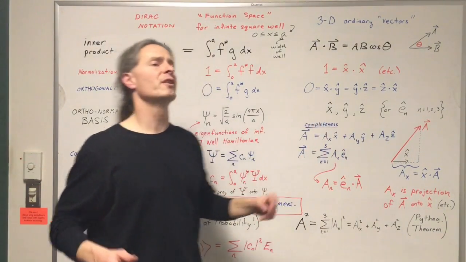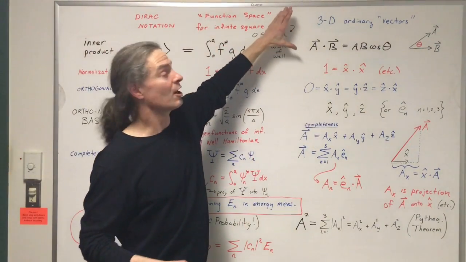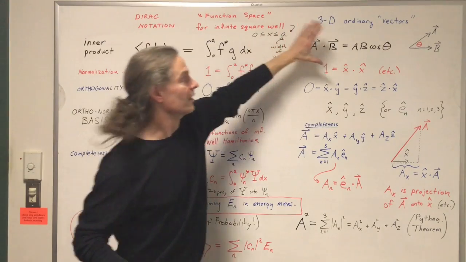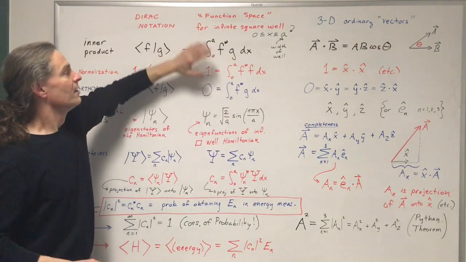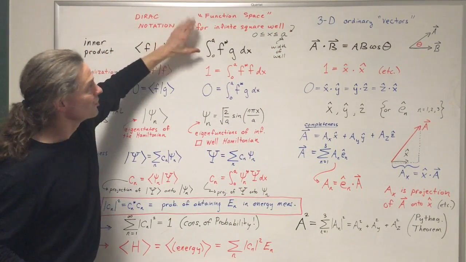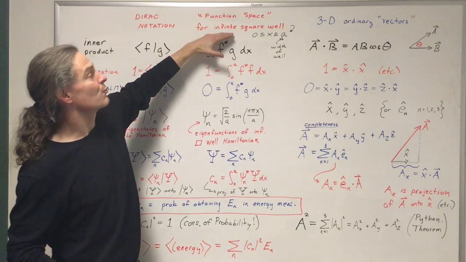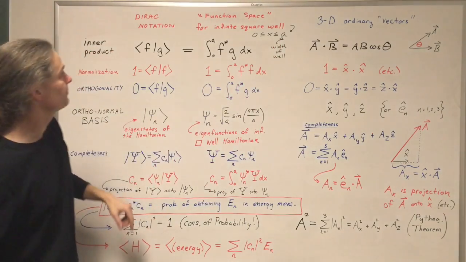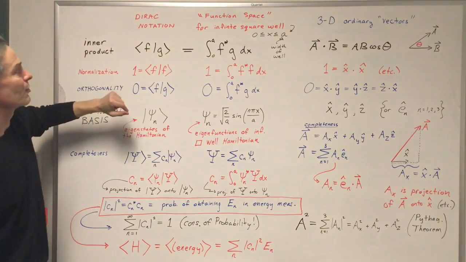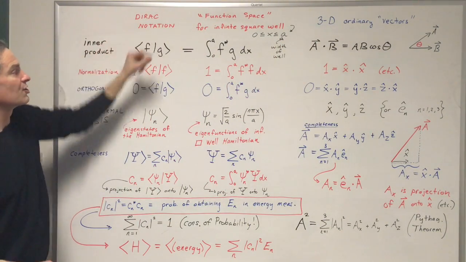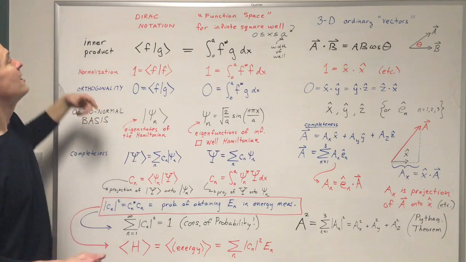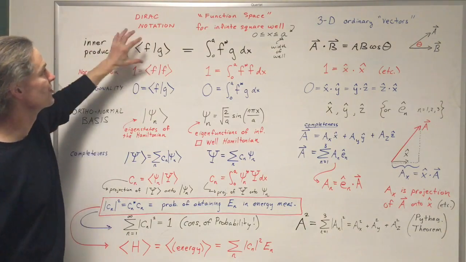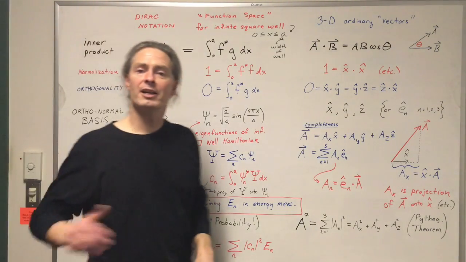Hi everybody. In this video I want to draw some analogies between operations between vectors in ordinary three-dimensional vector space, like in introductory physics, and operations between functions in our infinite square well function space defined from x equals 0 to x equals a. And we'll go even further and draw some analogies to operations between states in some abstract quantum state space, represented in Dirac notation. All right, here we go.